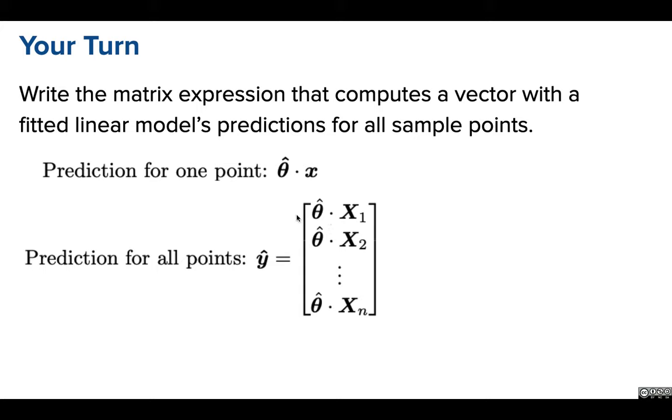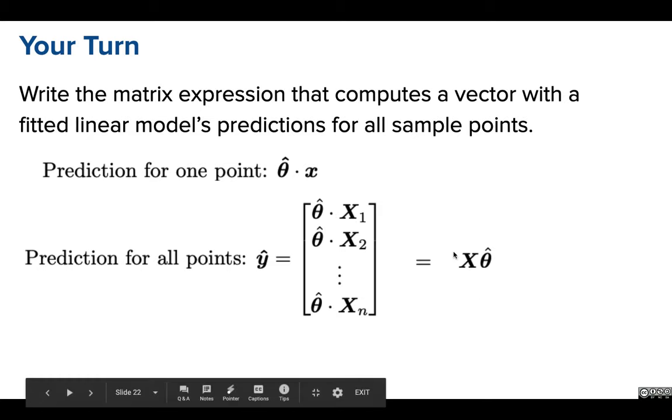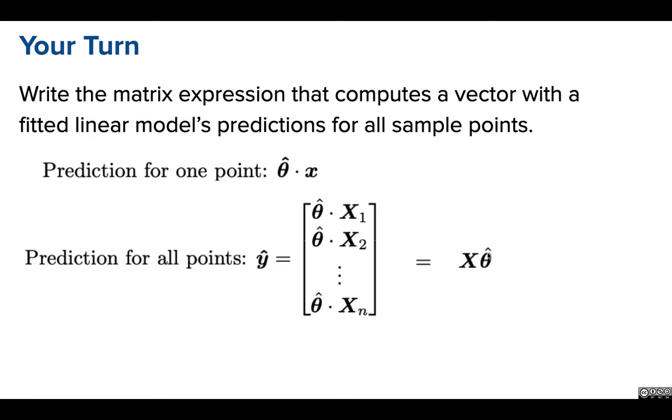Now to write this more succinctly, I can deduce that this vector is equal to the matrix x times theta hat. So this right here is what I was looking for in terms of the answer. It's simple, but the actual procedure to get to this is not that easy. Until you get very familiar with matrix multiplication and all of that, the way you figure these out is to start with something very simple, build it up, and then try to simplify it into a matrix expression.